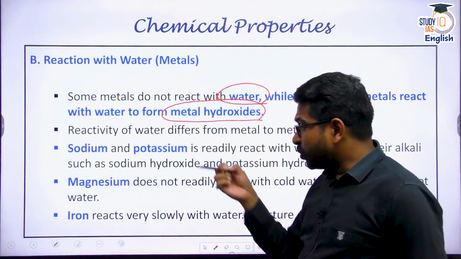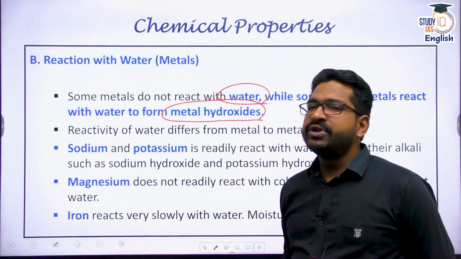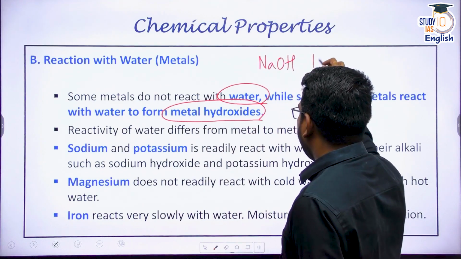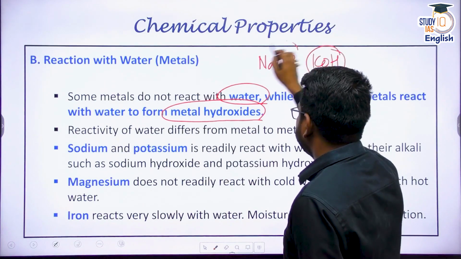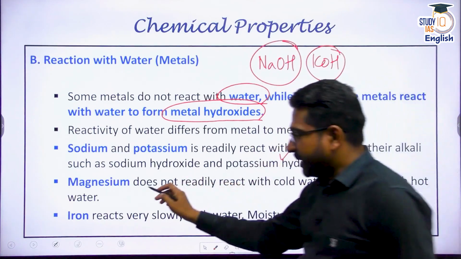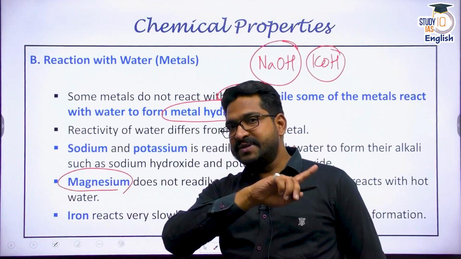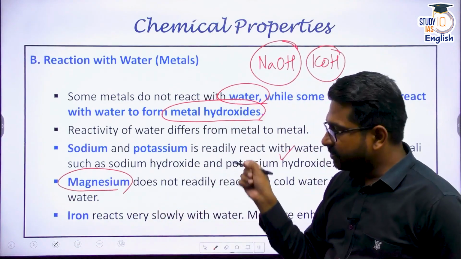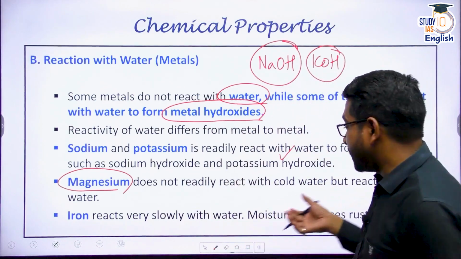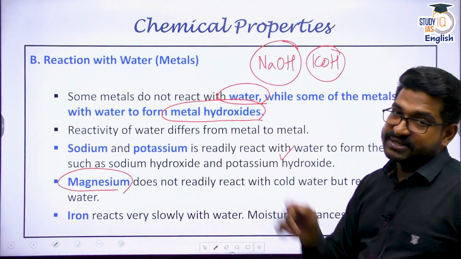Some metals like sodium and potassium, they immediately react with water, leading to formation of sodium hydroxide or potassium hydroxide, right? Now this is immediate. But some metals, say for example magnesium, in fact we have seen magnesium in our previous discussion also. If you heat magnesium, it burns very easily. But in cold water, magnesium does not react, but as soon as the water is heated, it reacts.